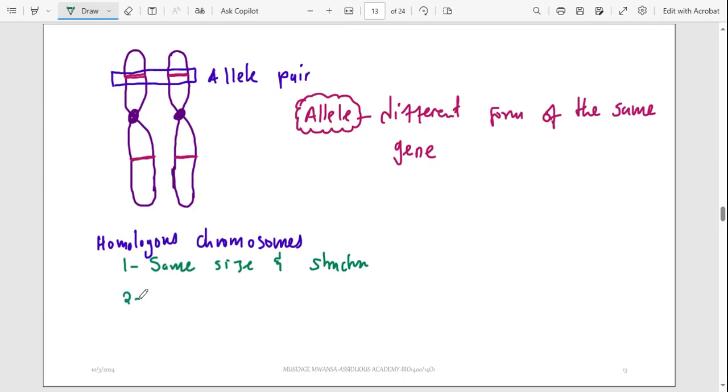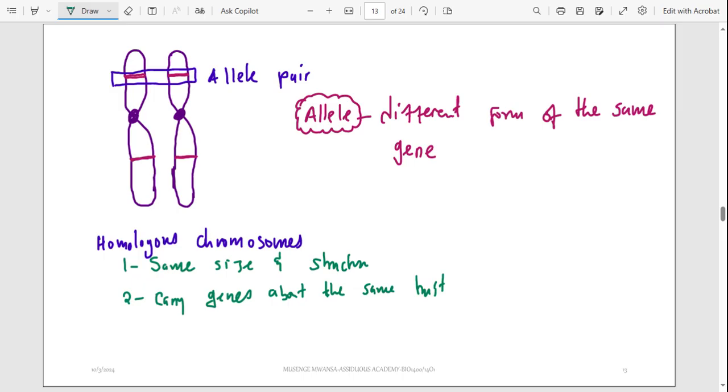Number two, they should carry genetic information about the same type of physical trait. That genetic information is a gene, right? So they should carry genes about the same trait. For example, if a chromosome contains a gene for eye color, its homologous chromosome will also contain a corresponding gene that is carrying eye color.